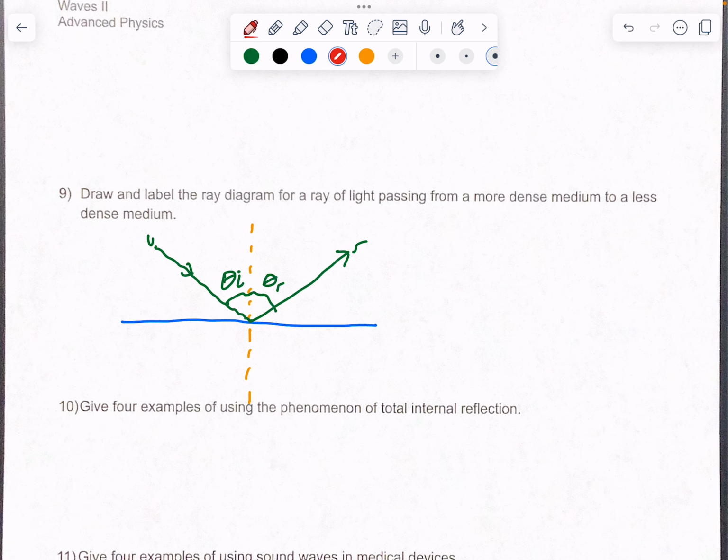And now we're going from more to less. Remember, you're going from something hard to something easy, so it's going to make it easier, and that angle is going to take off. That means my angle is going to get further away from the normal. So my theta r is bigger now. My refracted angle has gone away from the normal, so that means your theta r is now bigger than theta i.